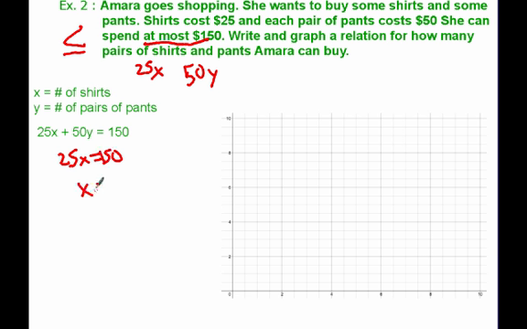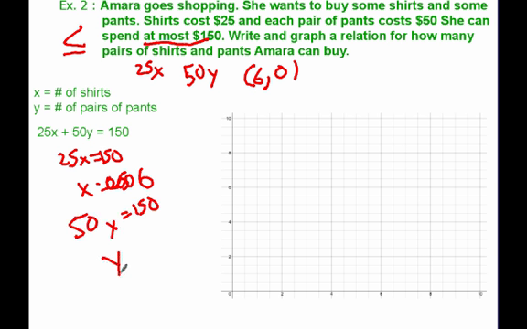That tells me x equals 6. So I've got 6, 0. And then I say 50y equals 150. Divide both sides by 50, and I get y equals 3. So that's 0, 3. Now you see I set my graph up here. I counted by 2s up to 10. That's fine. That'll let me see 6, 0, and 3.